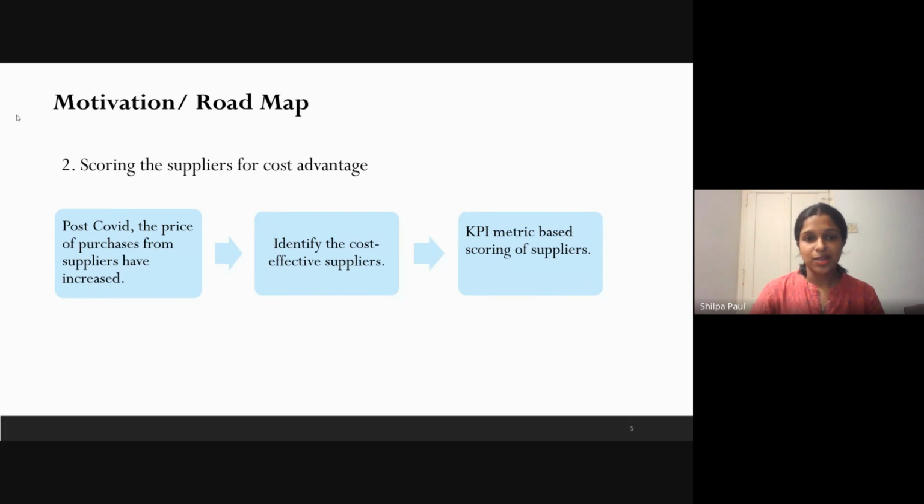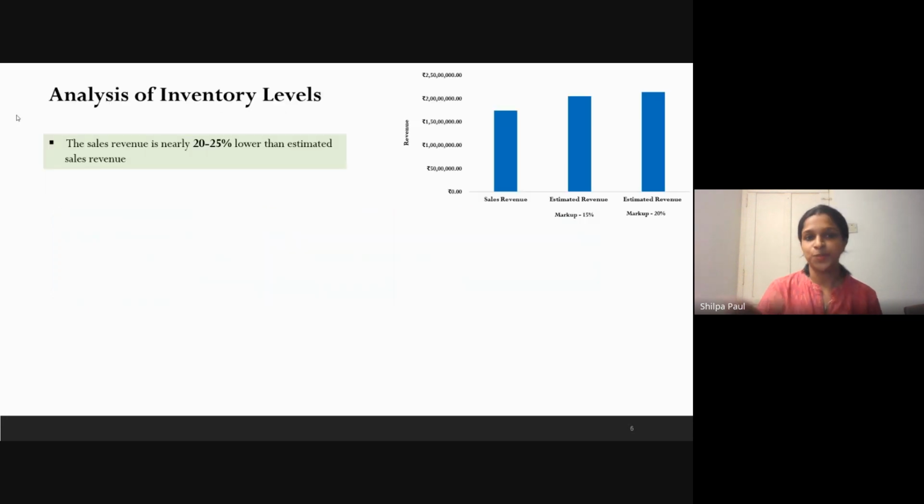Now let's look at the results and the info gained. First one was the inventory management problem. So this is the comparison that I said about when we compared the actual sales revenue and the estimated sales revenue with the markup. And for the sake of sanity, I had put in a markup of around 15% too. But nevertheless, it's seen that there's almost a 20 to 25 percent difference in this actual sales revenue and the estimated revenue with the markup.